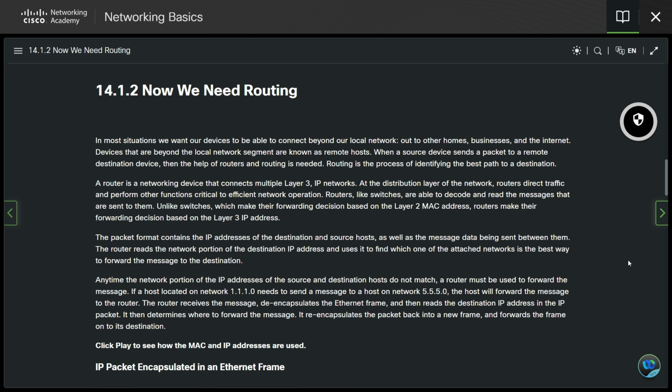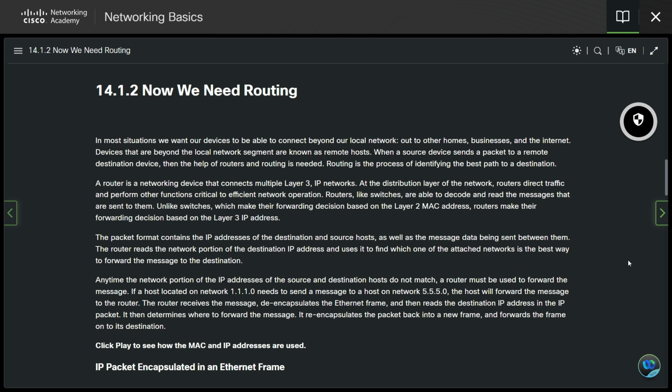In most situations, we want our devices to be able to connect beyond our local network, out to other homes, businesses, and the internet. Devices that are beyond the local network segment are known as remote hosts. When a source device sends a packet to a remote destination device, the help of a router and routing is needed. Routing is the process of identifying the best path to a destination.